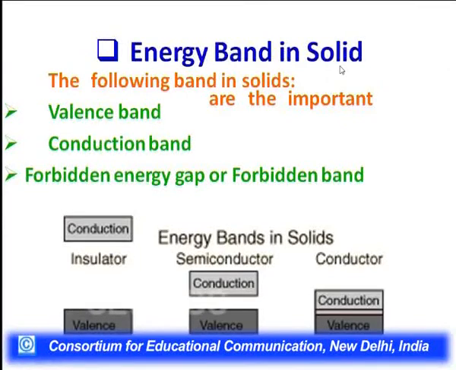What is the energy band in a solid? The following bands are important in a solid. Number one is the valence band. Second is the conduction band, and third is the forbidden energy gap or the forbidden band. If we define an energy band in a solid, then we will define it by these three. The lowest is the valence band and the upper is the conduction band, and the gap between these two bands is known as the forbidden energy gap or the forbidden band.